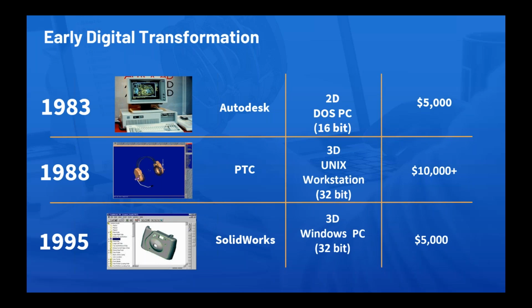And then in the mid 90s, SolidWorks came out, and that was on a Windows-based PC and 32-bit, and a little bit cheaper than Pro Engineer. But by then, PTC had already caught up with the Windows-based PCs, and you could get Pro Engineer on those machines as well. But SolidWorks was pretty innovative in its platform and how it was available.